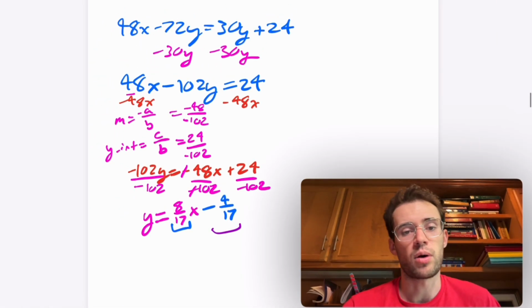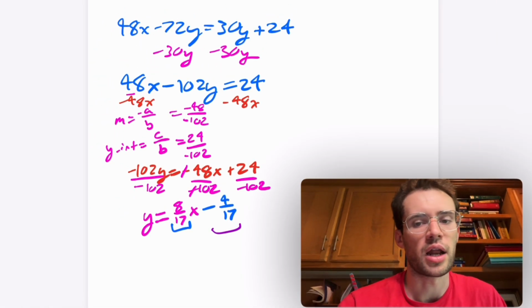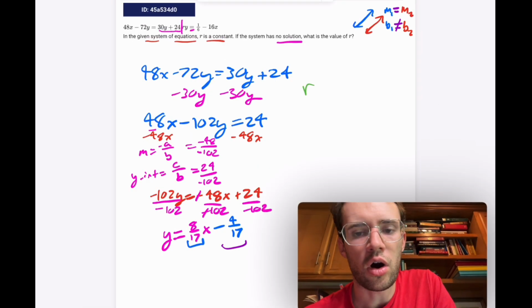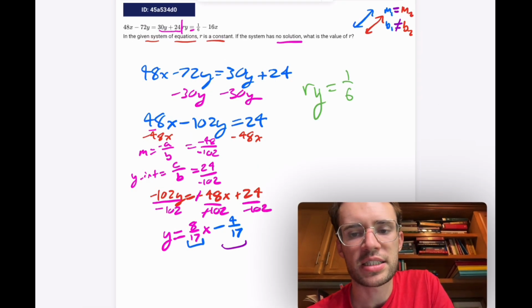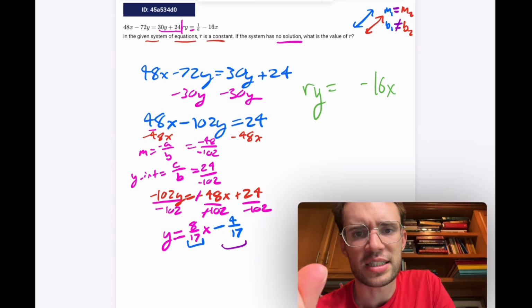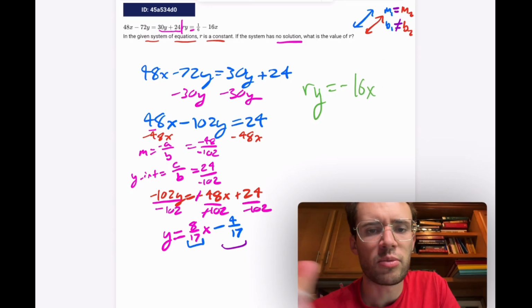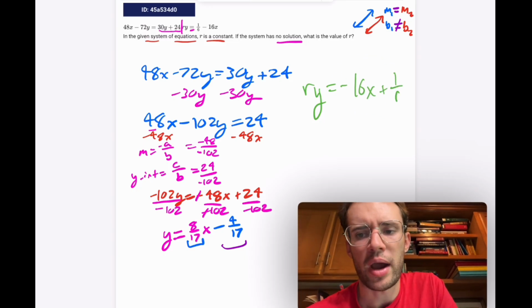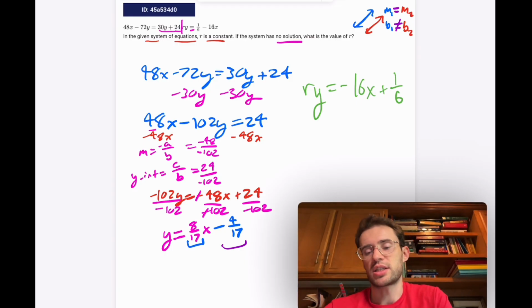So you just need to have a different one for your other equation, right, the one with the r in it. So now for our second equation, we have ry is equal to 1/6 minus 16x. I'll just rearrange this so we have the negative 16x in front. It's the commutative property of addition. Doesn't matter what order you add those two things. And then plus 1/6 at the end.